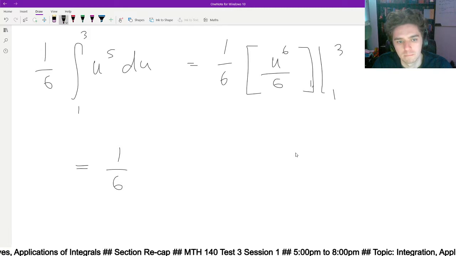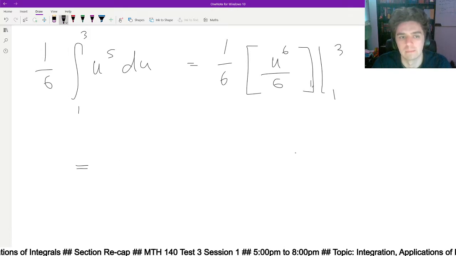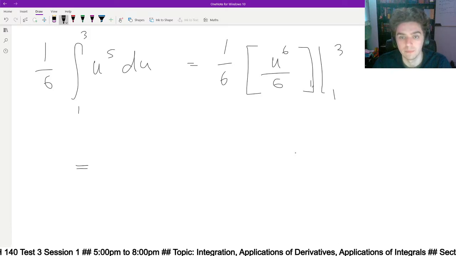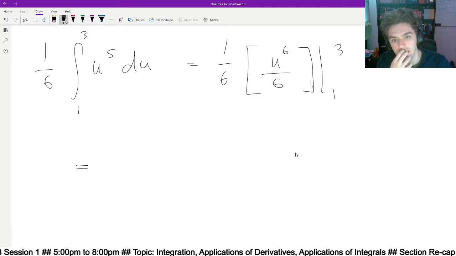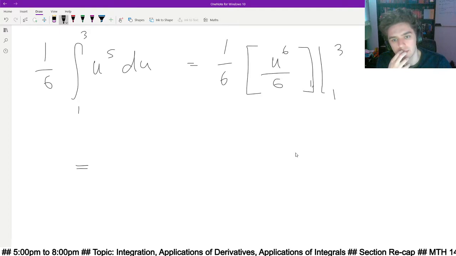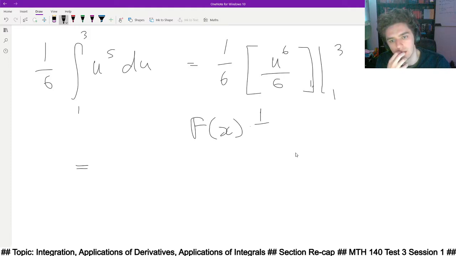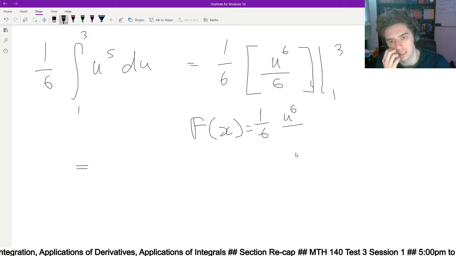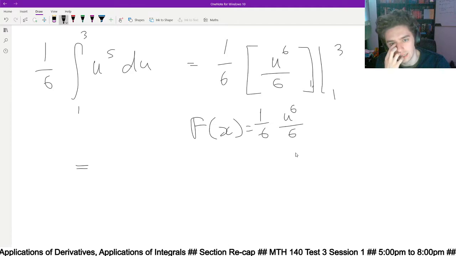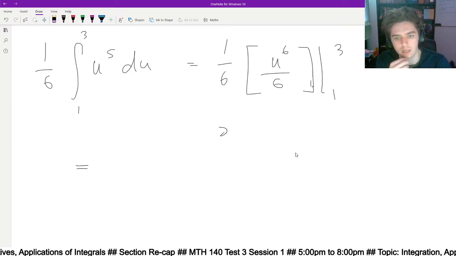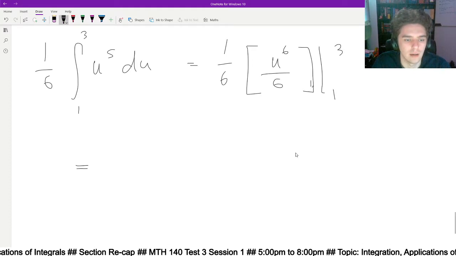After that point we have it at 1 over 6 and then u to the 6 over 6, right? Wouldn't it just become the FTC method where you plug in both the upper and lower bound and subtract them from each other? Yeah, exactly. What is capital F? Capital F of x is equal to 1/6 u to the 6 over 6. Right? That's capital F. So we just need to evaluate it at 3 and at 1 and subtract those two. Right? So I can factor out the 1.